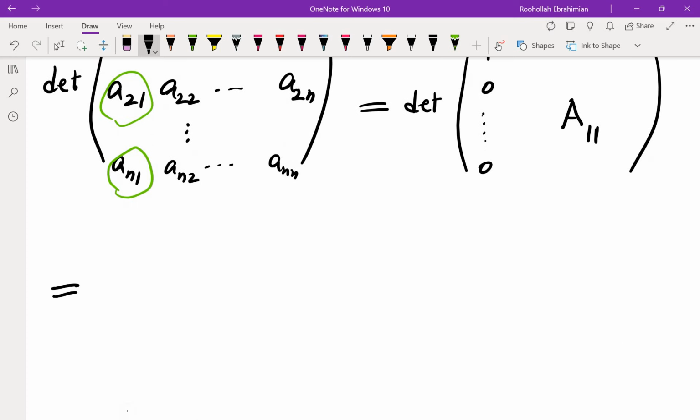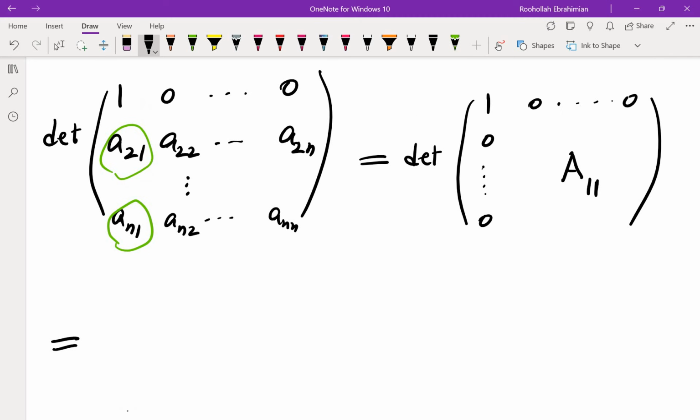Now, when you apply row operations to the entire matrix, it is exactly like applying the row operations to this smaller matrix. So when you apply this, you get the determinant of A11.